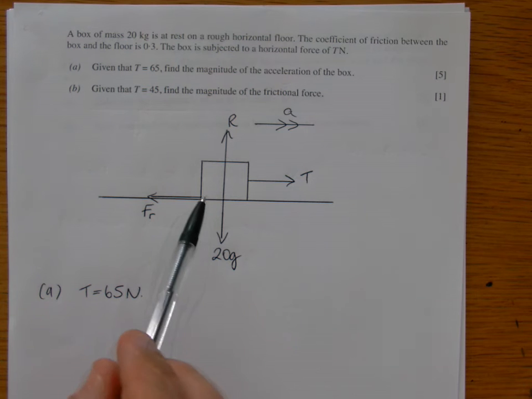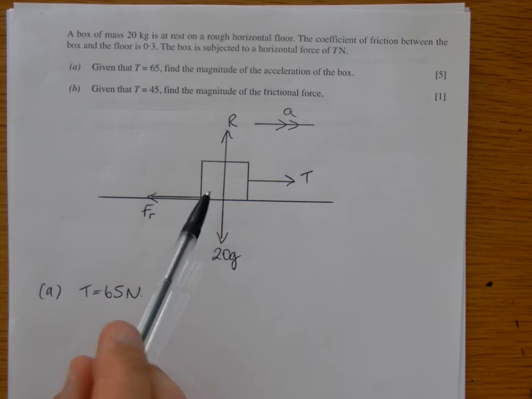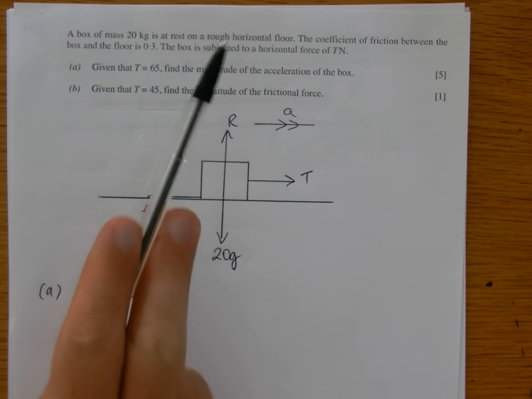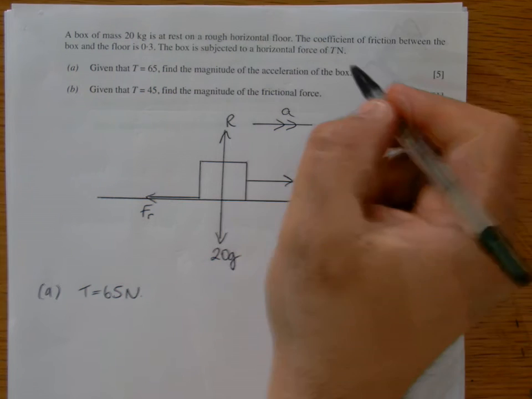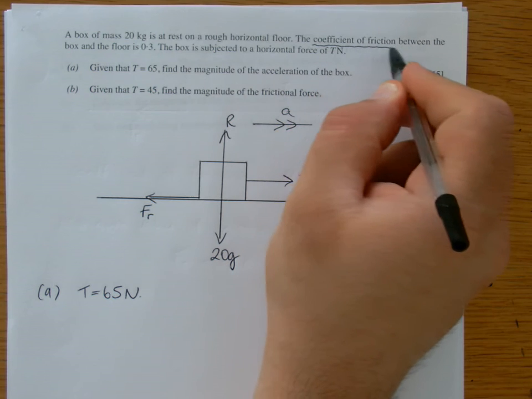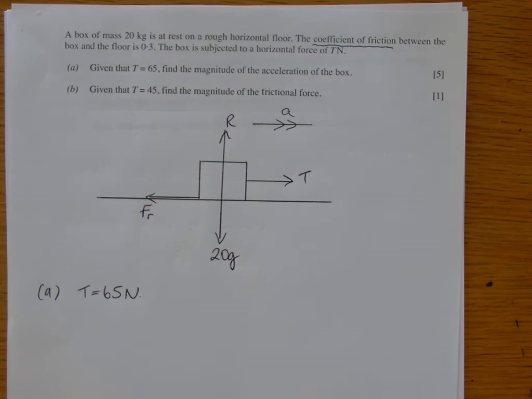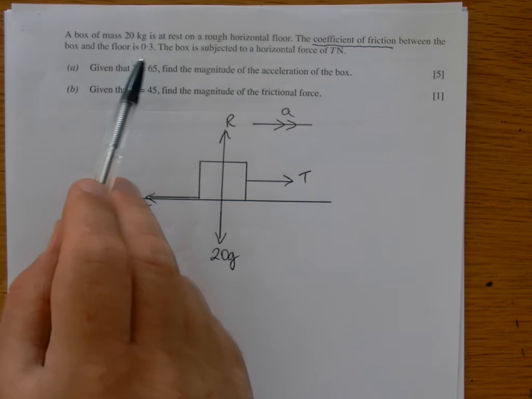Okay, so we've got a box of mass 20 kilograms and it's at rest. Notice it says they're on a rough horizontal floor. Then they give us this coefficient of friction. We've mentioned it in the previous video. That measures the roughness of that contact between the object and the floor. And it says the value is 0.3.